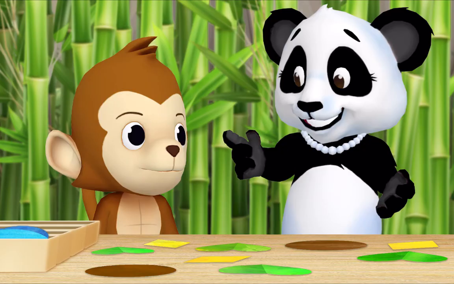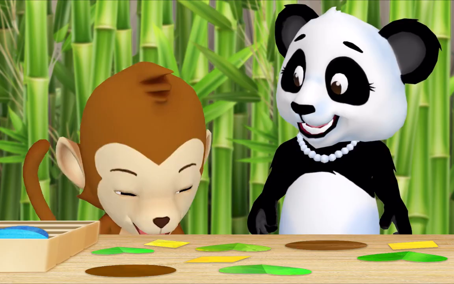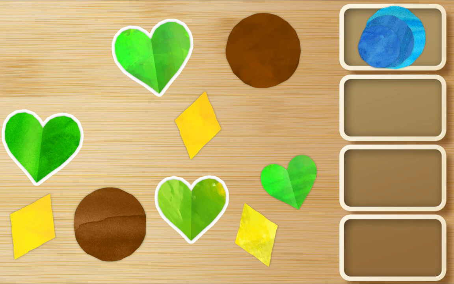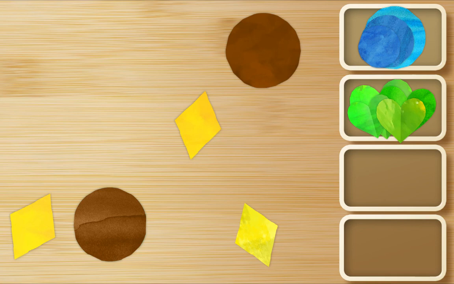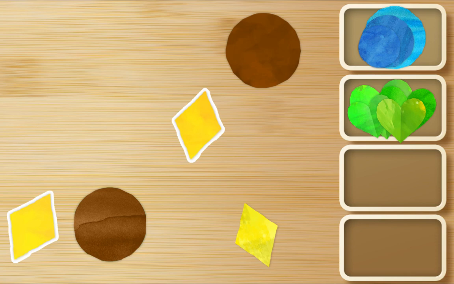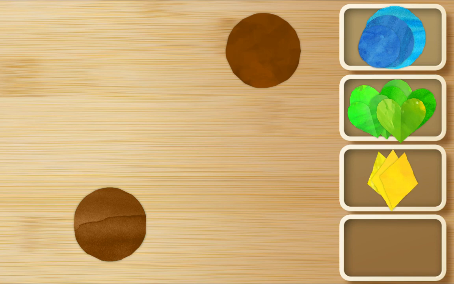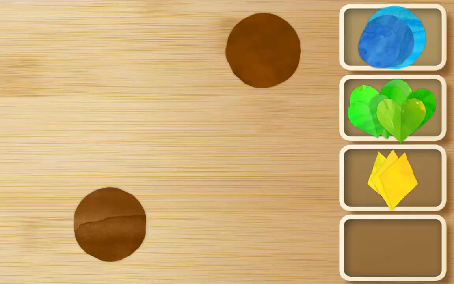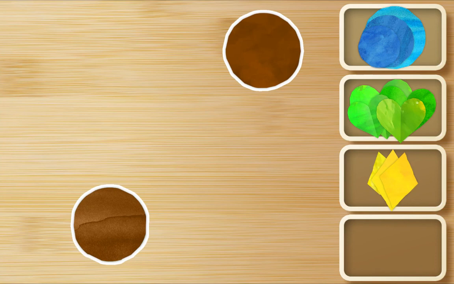Thank you, Monkey. Now, let's gather all of the green hearts. Okay! Here's one. And here. Splendid. Should I look for yellow diamonds now, Miss Panda? That's a good idea. Okay. Here. And here! Great! And what's left? Two brown circles. Okay, let's put both of them in their own box. Okie dokie!